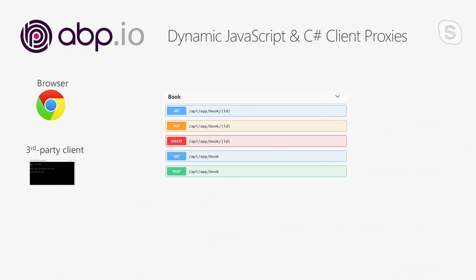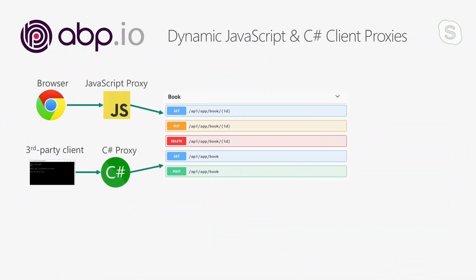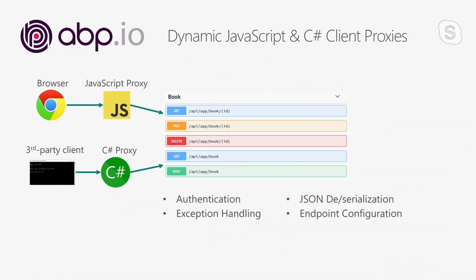Okay, you have created your HTTP API or let the ABP framework dynamically create it for you. What about when you want to use the API from a client application? ABP can dynamically create JavaScript and C# proxies. You can use the client proxies to use the remote HTTP API, just like calling a regular method in the client side. You don't deal with authentication, exception handling, JSON serialization, deserialization, endpoint configuration, and so on.